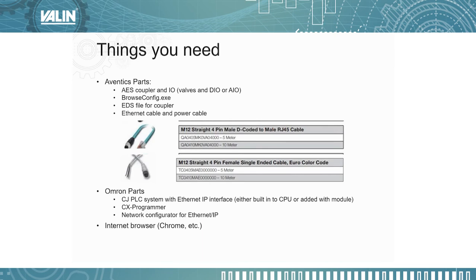From Omron, of course, you need the CJ PLC system. That's the whole thing with power supply and I/O modules plus an Ethernet IP interface. You can have either the built-in Ethernet IP interface or one added with a communication module. You'll use CX Programmer, which is installed with CXOne. You'll also use the network configurator for Ethernet IP, which is installed with CXOne as well. And finally, you'll need an internet browser so that you can connect to the web server on the AES coupler to get information from it that you'll use in your configuration.